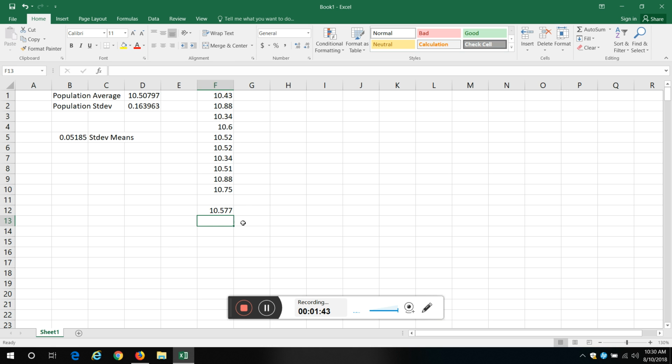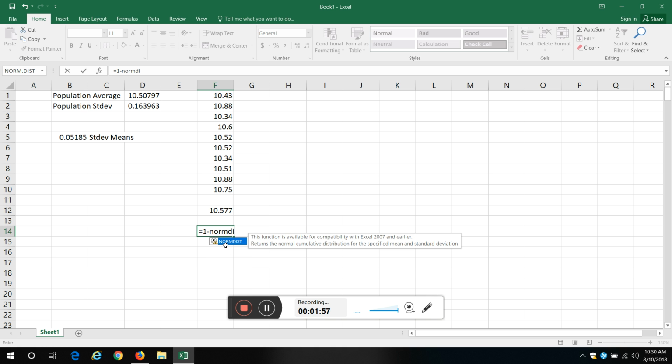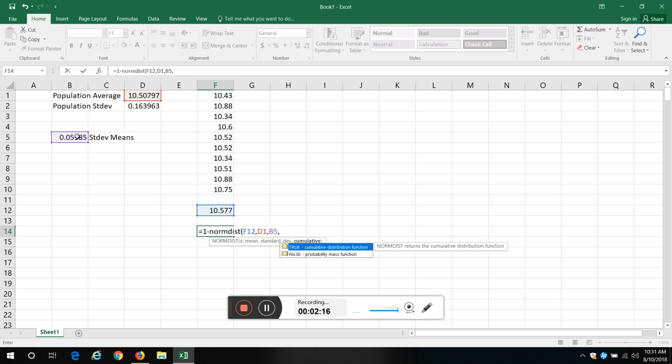Then I come back to my Normdist function. I'm going to put it right here. And I want greater than, so you have to do 1 minus, because remember it goes from negative infinity to the point of interest. The Normdist, my point of interest, 10.577, my average, which is the population average. I want the standard deviation. I'm going to use the standard deviation of the means. And I want cumulative. I want 10.577 or greater, so I put in true.